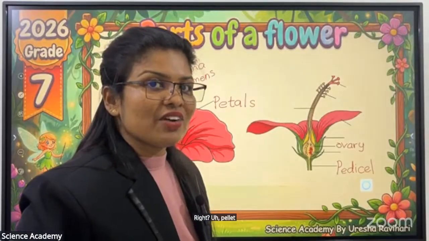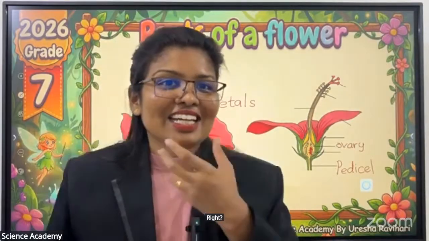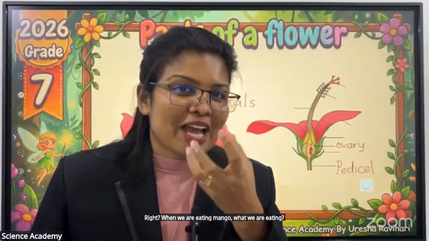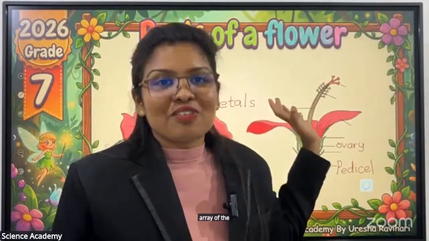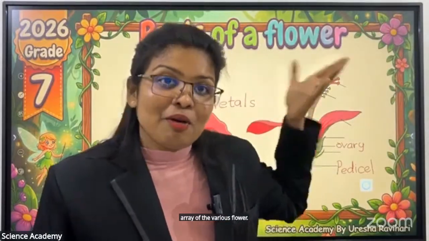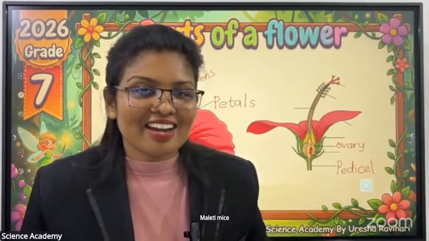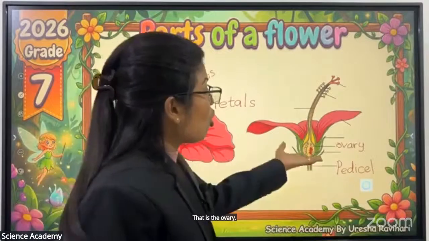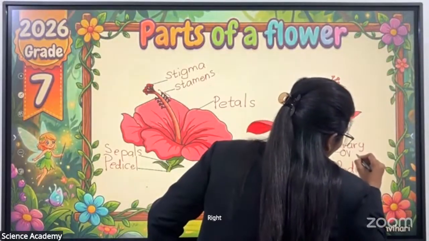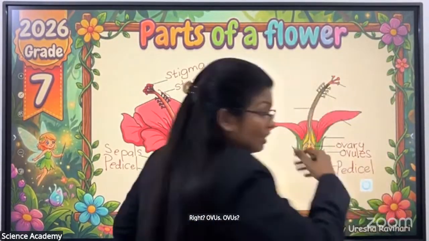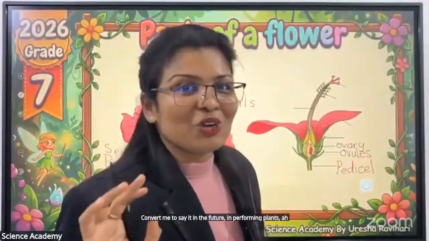After the fruit formation, what is the fruit then? That is the ovary, right? When we are eating mango, what are we eating? The delicious part of the mango is the ovary of the previous flower. That is the ovary. Seed is the ovule. Inside the ovary, the ovules are present. Ovules convert into seeds in the future in fruit forming plants. Shoe flowers do not form fruits.